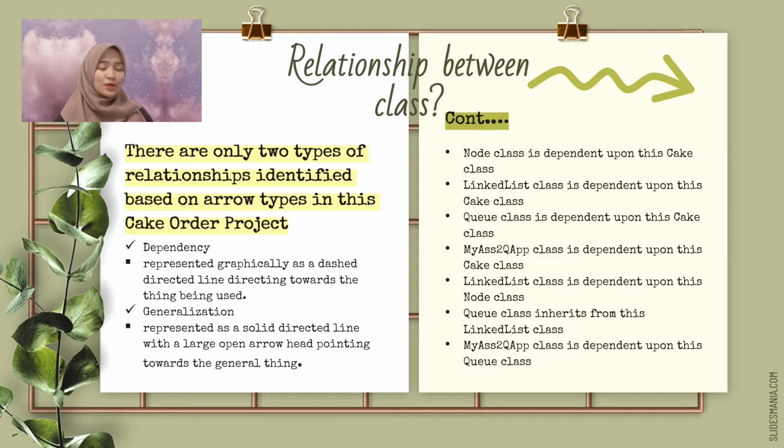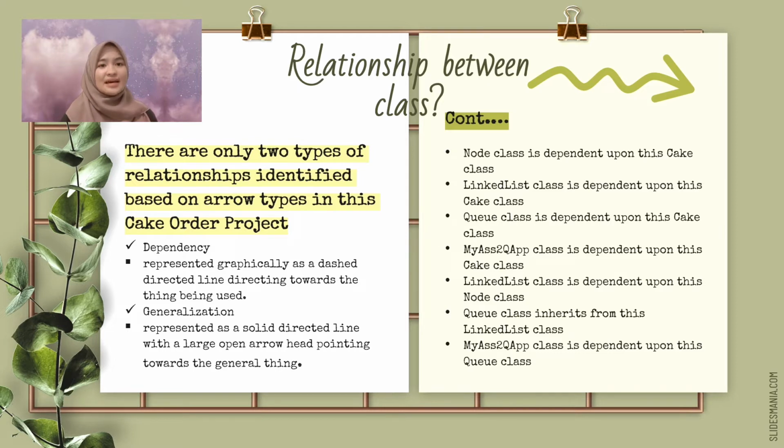And last but not least, the class in the diagram shown above is the application class, MyAssessment2QApp, which doesn't have any arrow pointing towards it. Thus, there are only 2 types of relationship identified based on arrow types in this assessment project, the cake order report. The first one is the dependency.